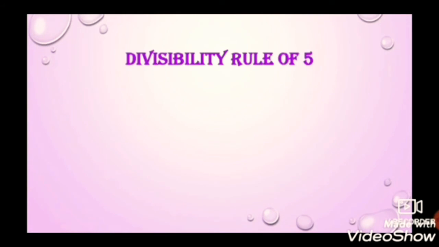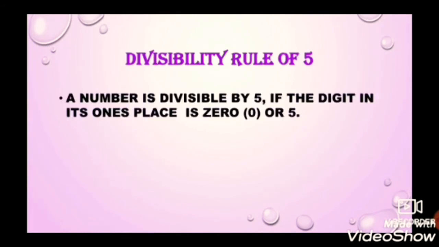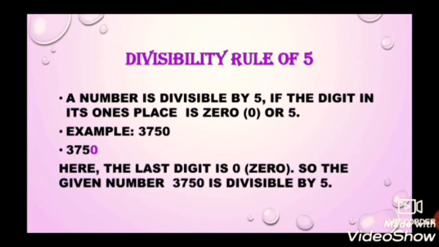Next, divisibility rule of 5. A number is divisible by 5 if the digit in its ones place is 0 or 5. Example, 3,750. So, here the last digit is 0. So, the given number 3,750 is divisible by 5.